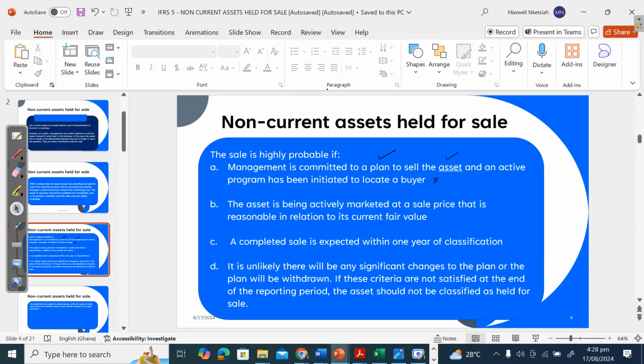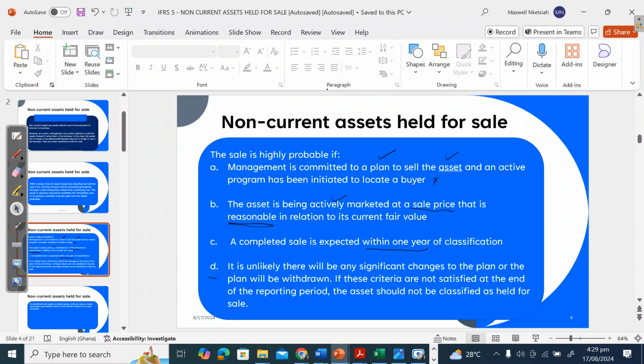Then the other point is that the asset is being actively marketed at a sale price that is reasonable. So you cannot put any price on the asset. The sale price should be reasonable. And then the asset is expected to be sold within a year. We expect to sell the assets within a year.